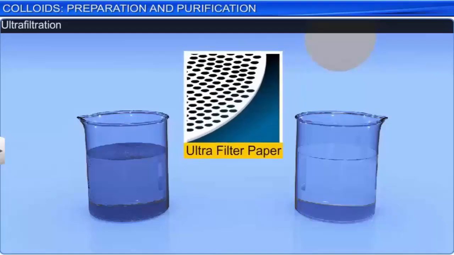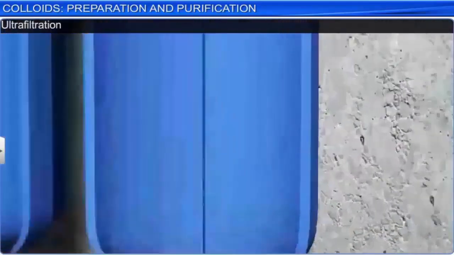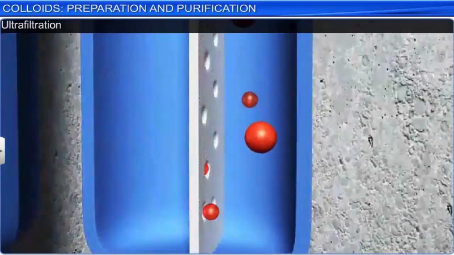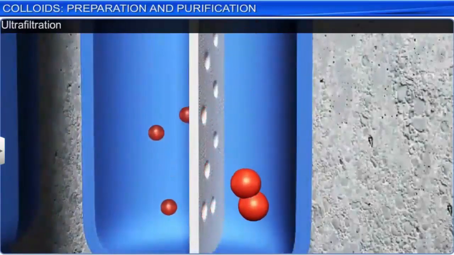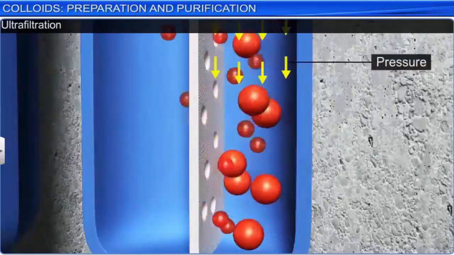Ultrafiltration, however, is a slow process. It can be speeded up by applying suction or pressure. To get a pure colloidal solution, the colloidal particles left on the ultrafilter paper are stirred with a fresh dispersion medium.